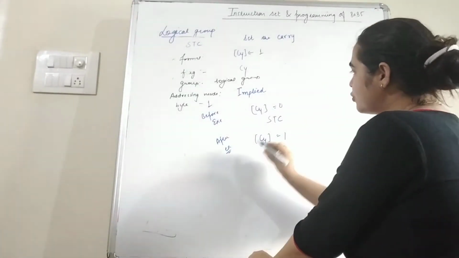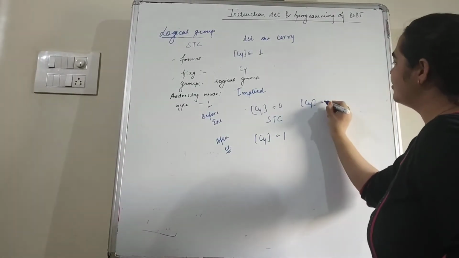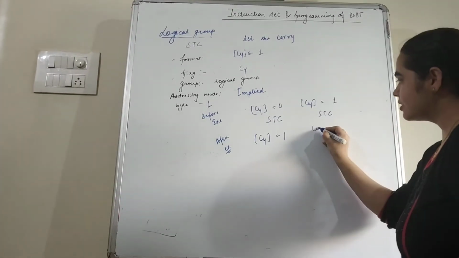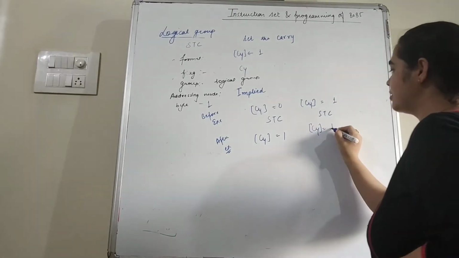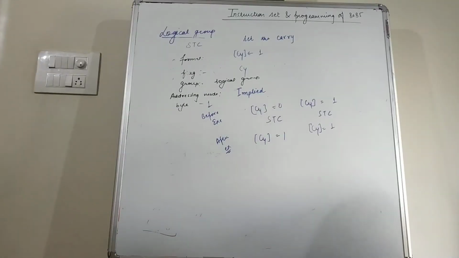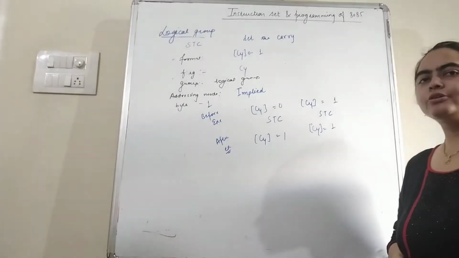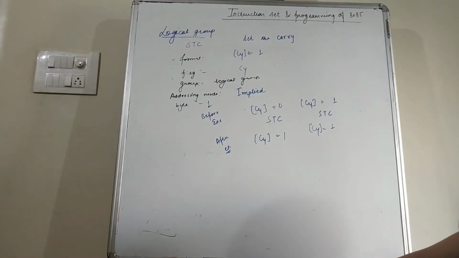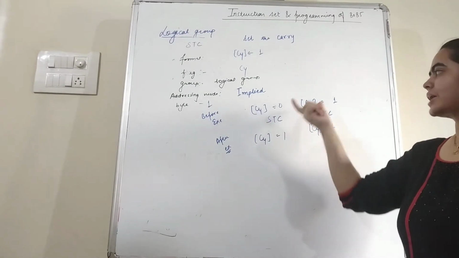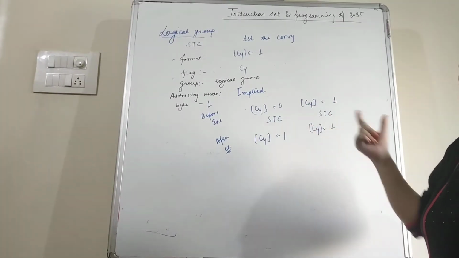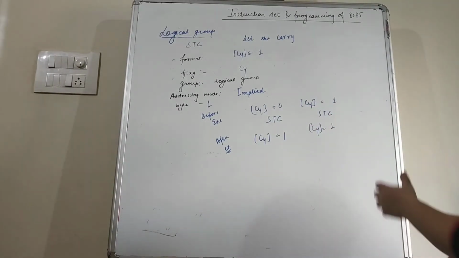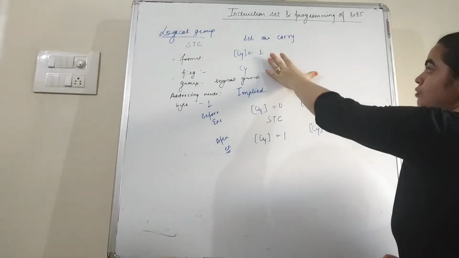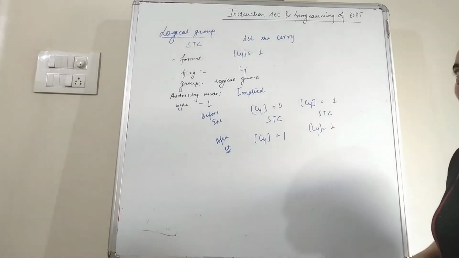Now suppose before execution CY is 1. After executing this instruction, the value of the carry flag remains the same, that is 1. So if the carry flag is 0, after execution it will be 1, and if before this the carry flag is 1, the value after execution is still 1. That means this instruction always sets the carry to 1.